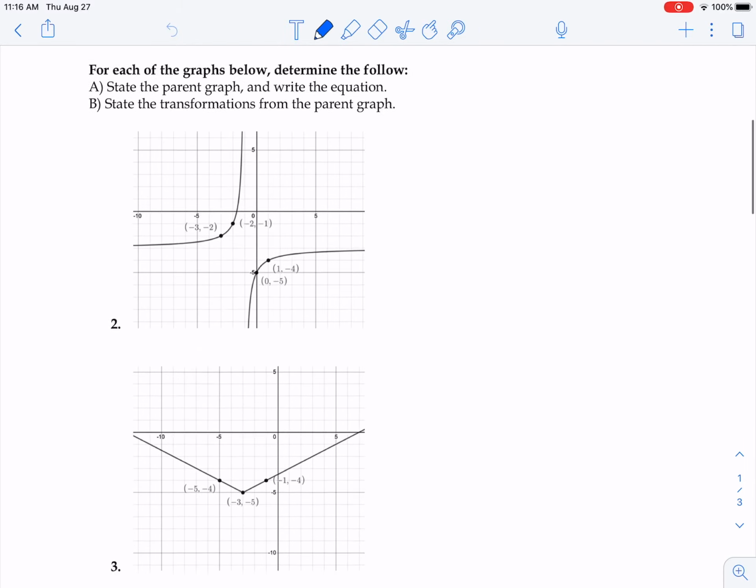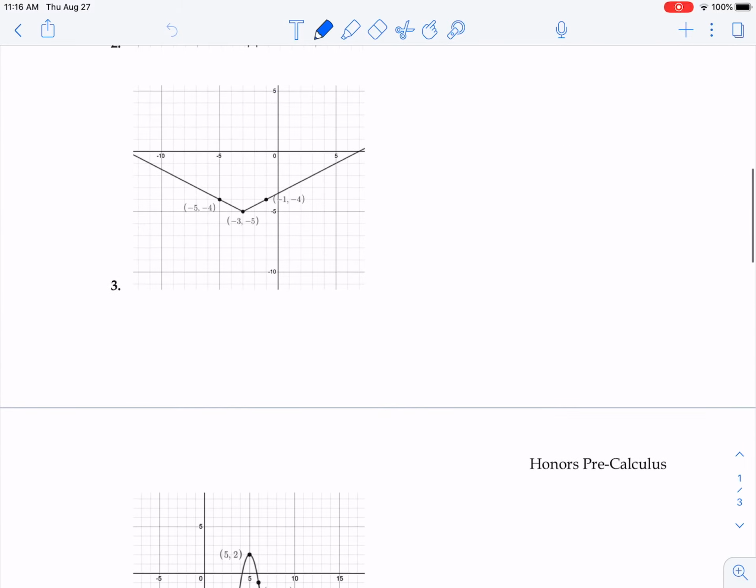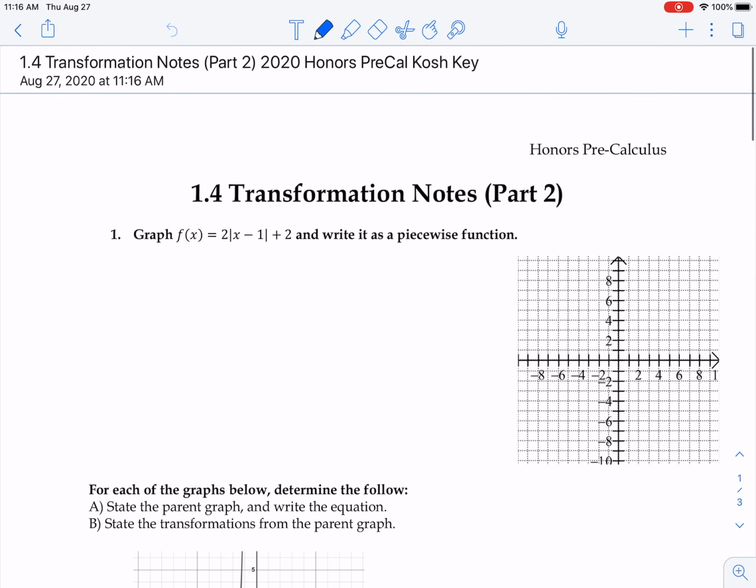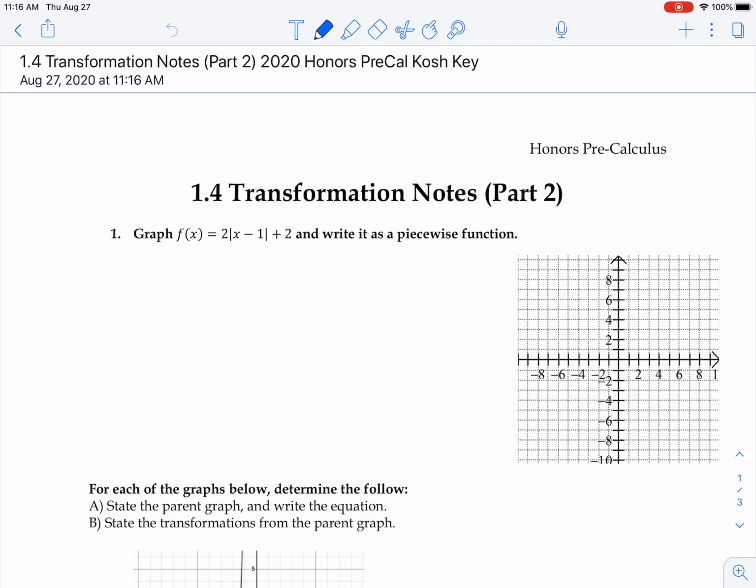I have another video where I worked these three problems. I worked through these three in a different video. So this will be the first video for number 1, and then there's already a video for 2 through 4. So here we go.